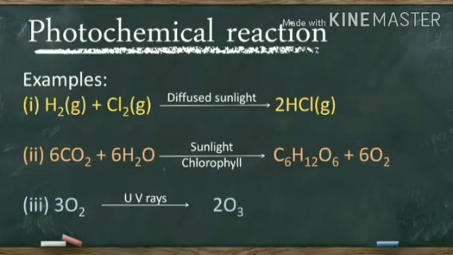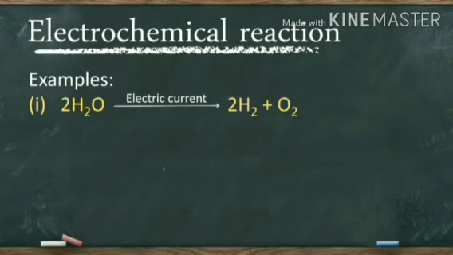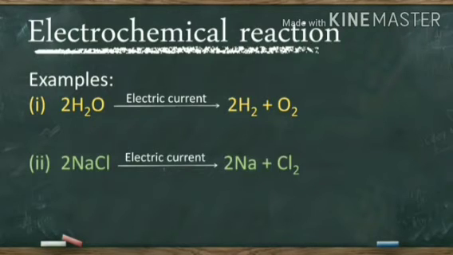Then the fourth type is electrochemical reaction. As the name indicates, an electrochemical reaction is a reaction which proceeds with the absorption of electrical energy. For example, water dissociates into its constituent elements hydrogen and oxygen when electric current is passed through acidulated water. And when electric current is passed through sodium chloride, the formation of sodium and chlorine takes place.